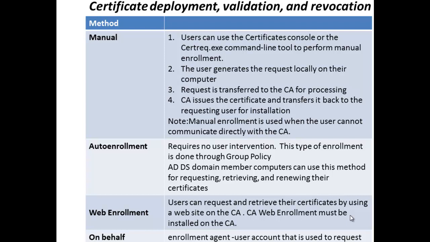on the domain. Then there is another method referred to as on behalf of, and this is the method where an administrator is going to perform the enrollment for the user, or on behalf of the user. In this method, the administrator actually has to create an enrollment agent. This enrollment agent is a user account that is going to be used to request enrollment on behalf of the user.